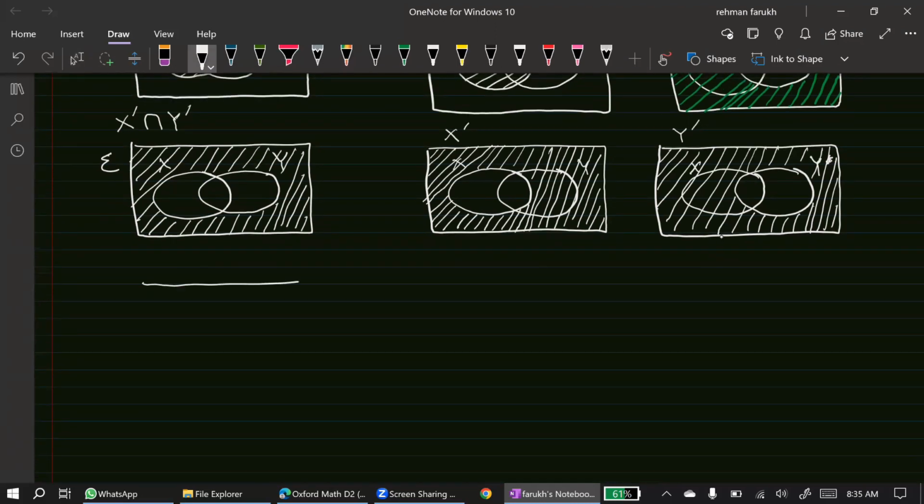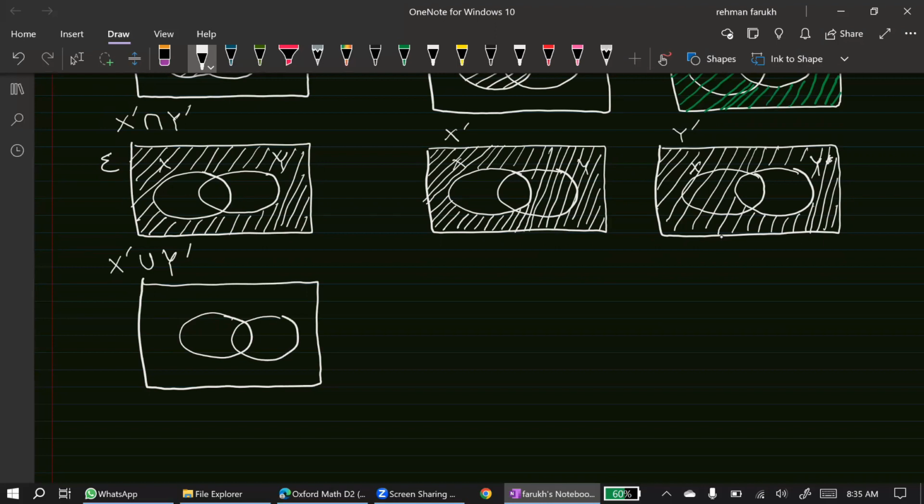Now we want to find out X dash union Y dash. The two separate diagrams are already drawn, that is X dash and Y dash. Now we will unite both the portions in a single set, that is in this one. Which portion will we shade?